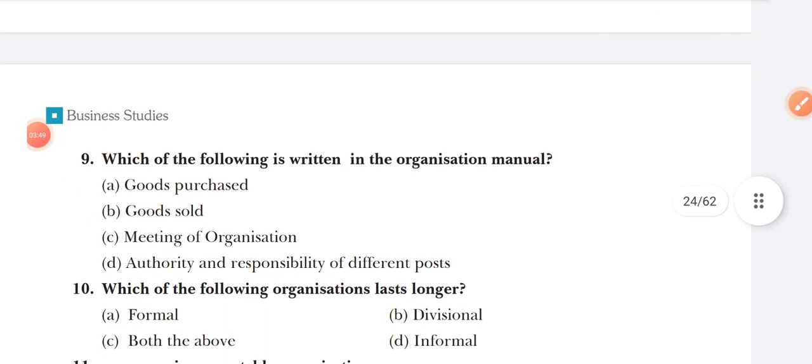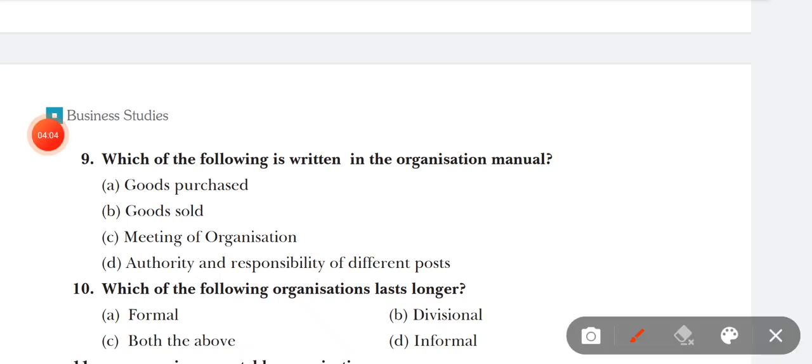Now question 10. Which of the following organizations last longer? A, formal. B, divisional. C, both the above. Or D, informal. And the correct option is both the above.